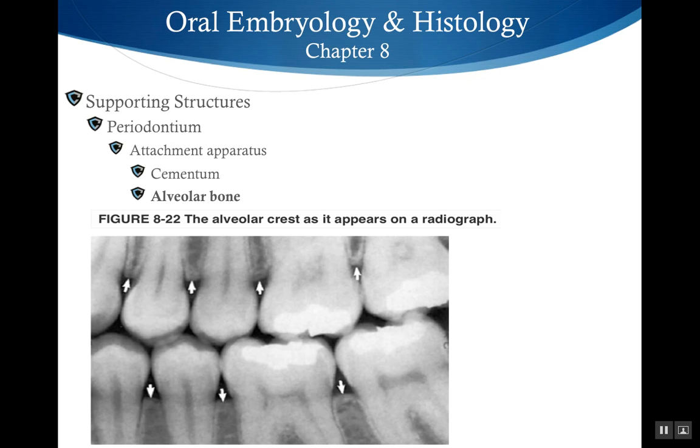All right, so once the teeth are lost, if the teeth are extracted, the bone from the alveolar process resorbs, and then that ridge of alveolar bone decreases in size, and it also changes in shape.